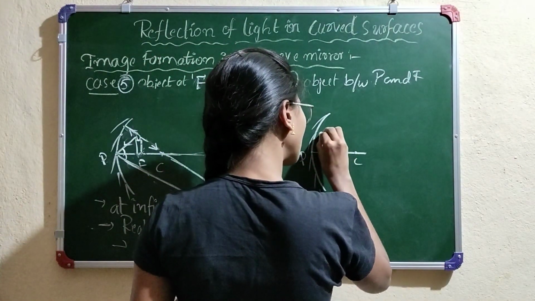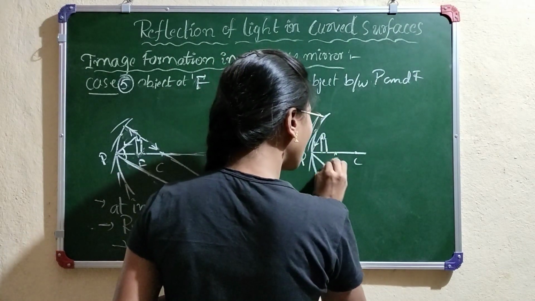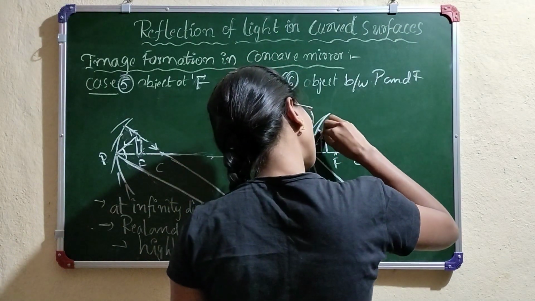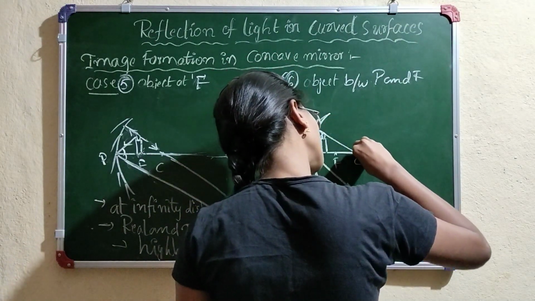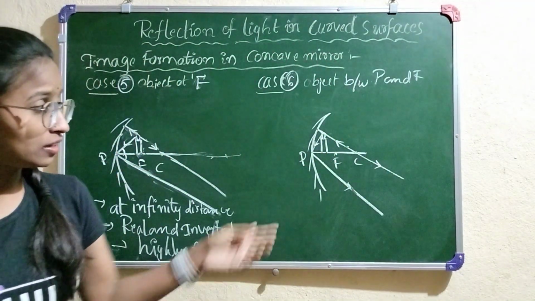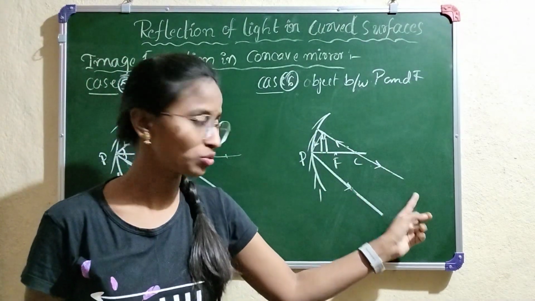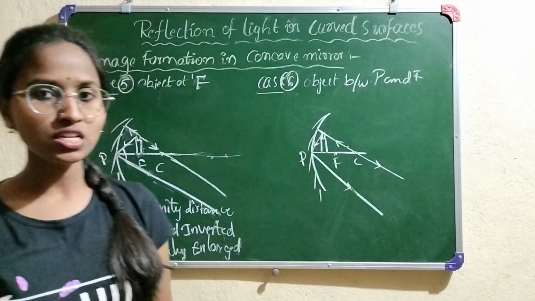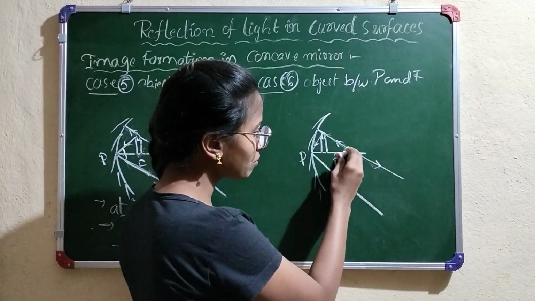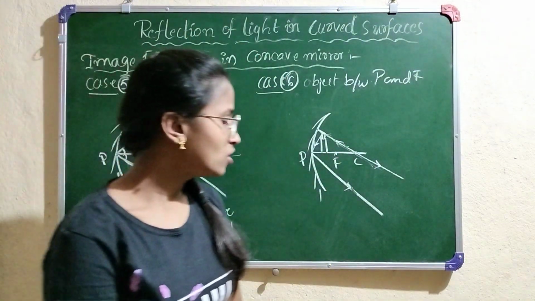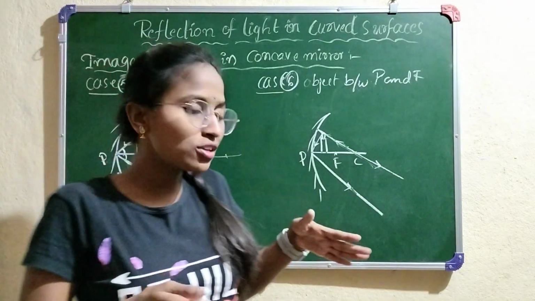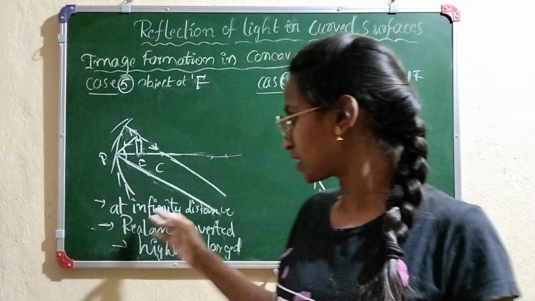So now one light ray passes through the pole, and it will be reflected making an equal angle. And if the light ray appears to pass through the center of curvature, it will reflect along the same line. Am I clear? Because if the light ray passes through the center of curvature, it will be reflected along the same line. Now here, if you observe, the reflected light rays appear to be diverging. I explained this in a previous case.